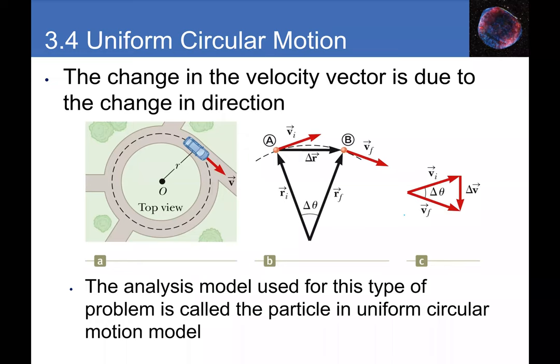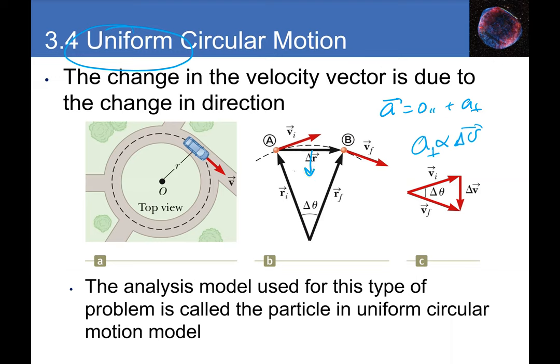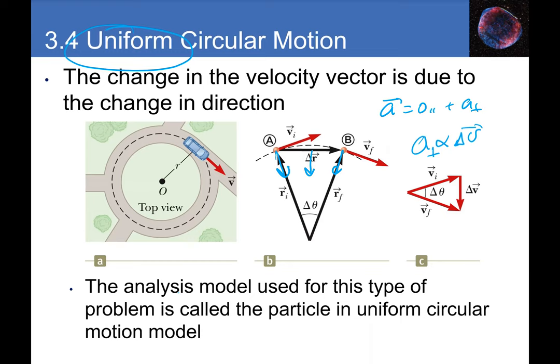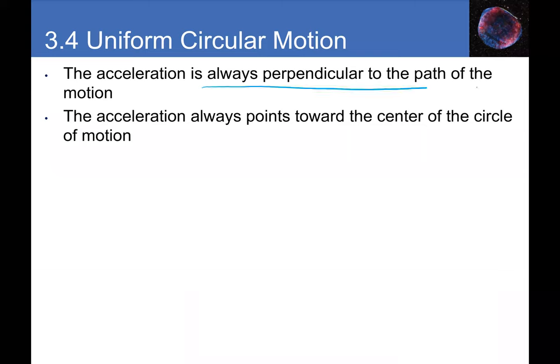But in any case, if you have uniform circular motion, uniform implies that speed doesn't change. That means my acceleration has zero parallel component, but some perpendicular component. That's why speed doesn't change, but direction changes. The direction of this perpendicular acceleration is proportional to the change in velocity. If you go from A to B, the change in velocity happens to be in that direction, and that's the acceleration. Here it's in this direction, here it's in that direction. You can see the pattern: all of those perpendicular accelerations point toward the center. This type of acceleration always points toward the center, and it's always perpendicular to the path of the motion.